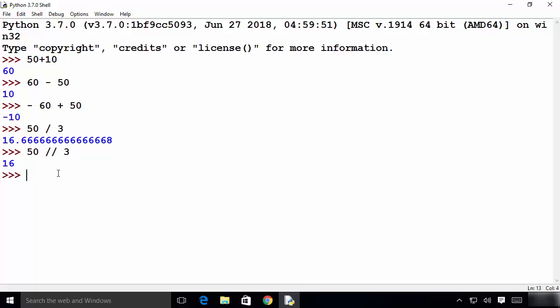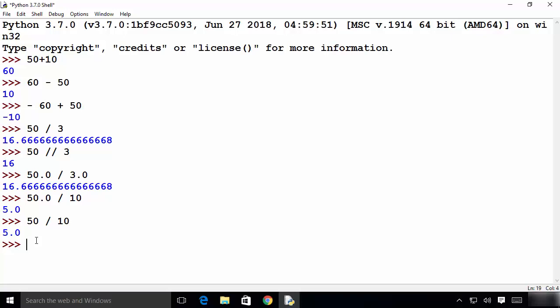Now it's also possible to divide two decimal values. Decimal values in Python and most other languages are called float values. So here instead of 50, I can just write 50.0 divided by 3.0, which is also valid. Or I can write 50.0 divided by 10 and then press enter, which gives me 5.0. And when I write the integer, 50 divided by 10, it will also give me this value, which is 5.0.